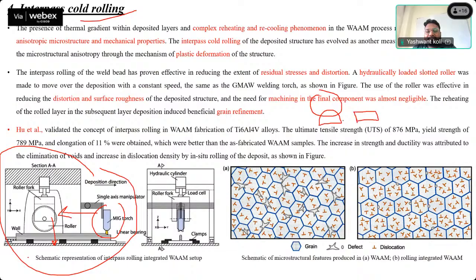You can see this is the as fabricated, and this is the cross section view of the bead after the cold rolling has been done. So it is like a forging process. The as fabricated wall is made, and then the roller goes from point A to B, and you can see the cross section will be like a flattened bead. So it is like a strip, you can say it is forming a strip. So this is helping in grain structure refinement also. It's like a forging process.